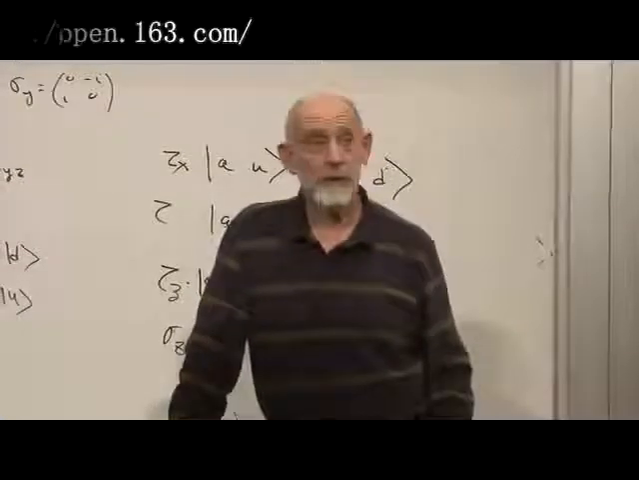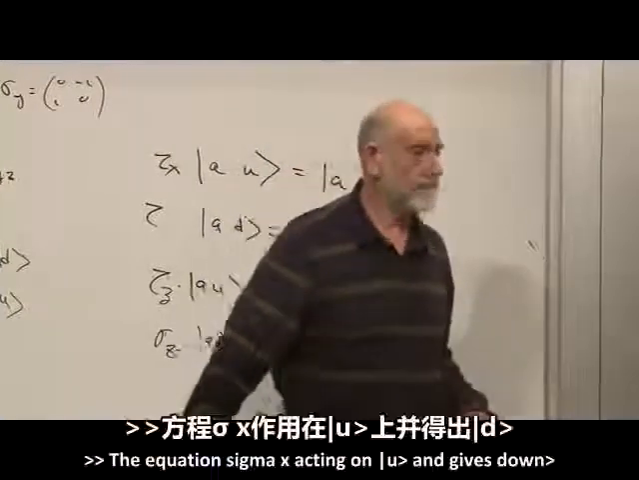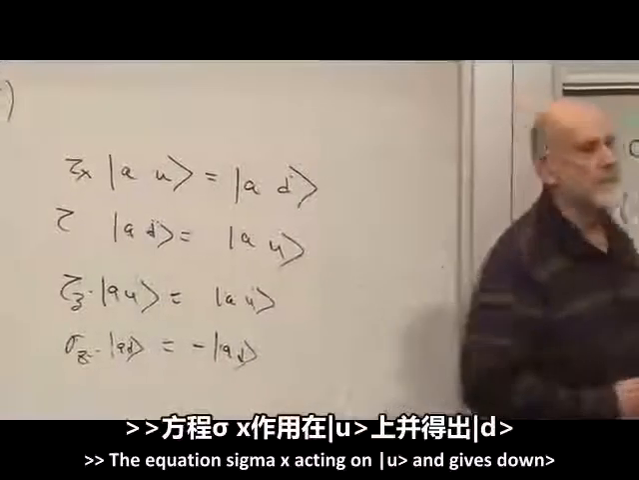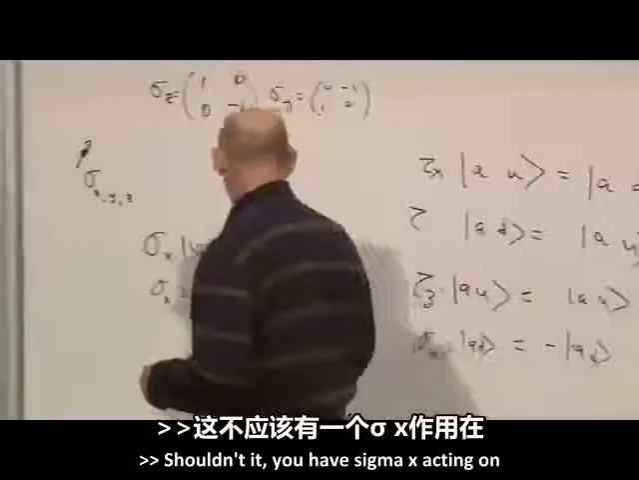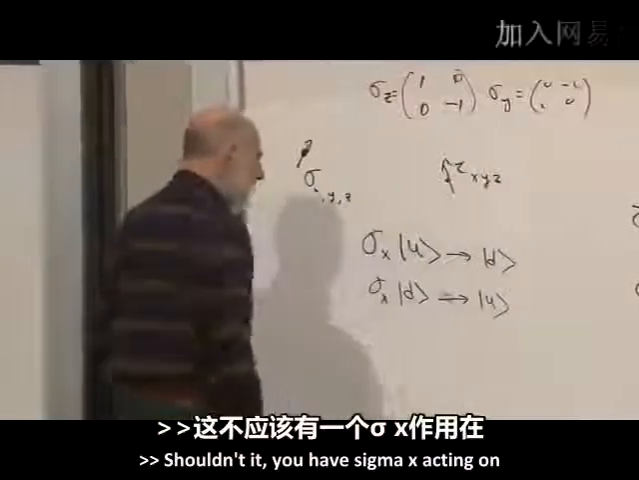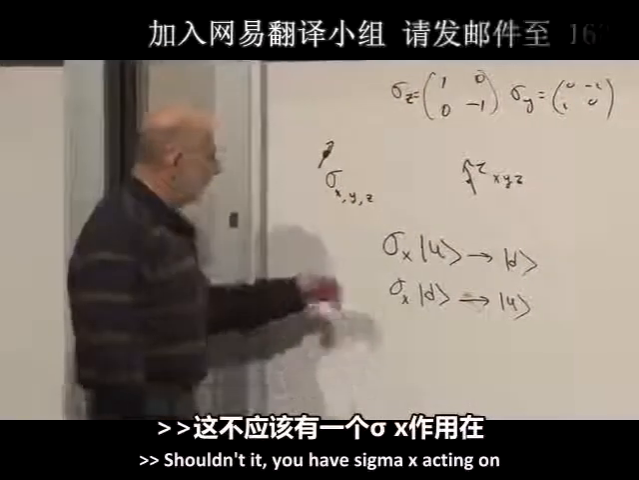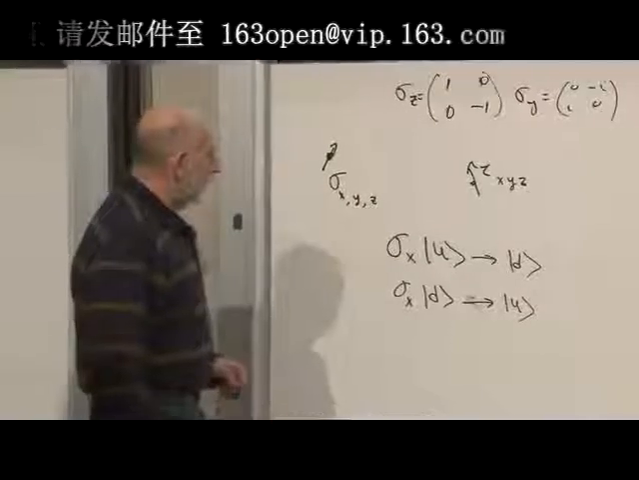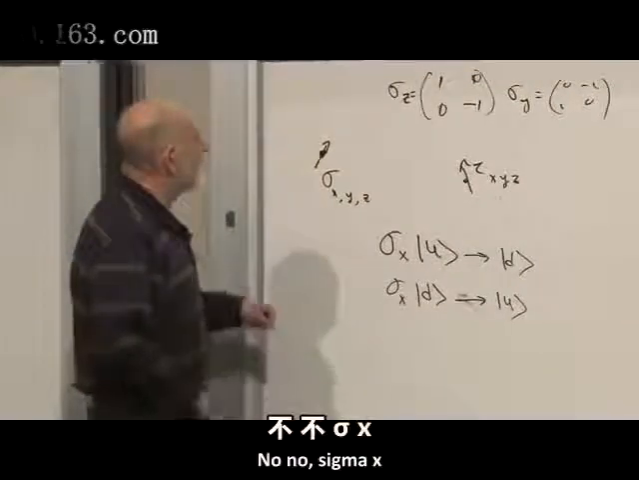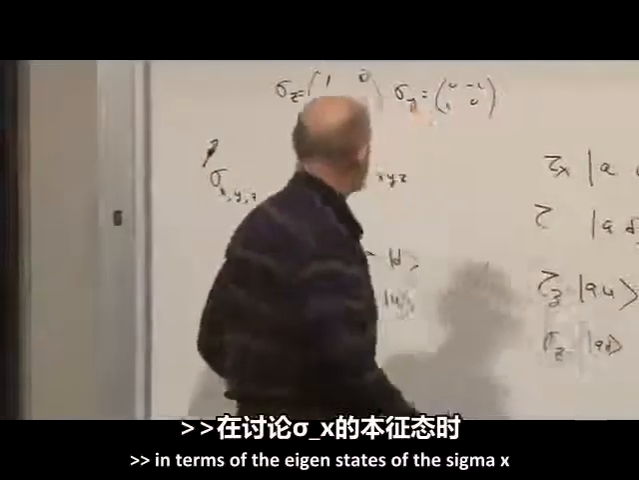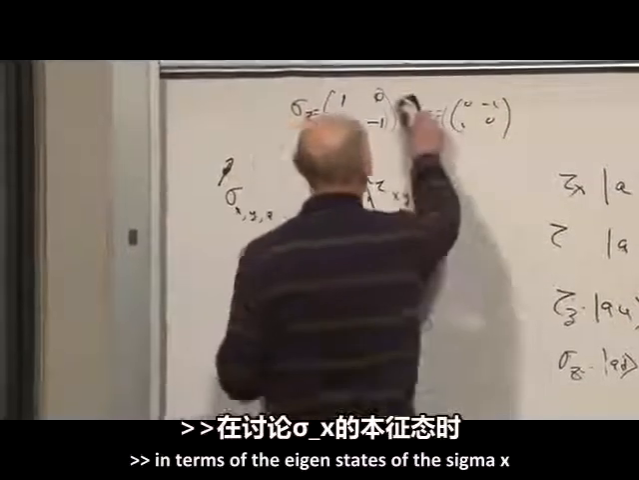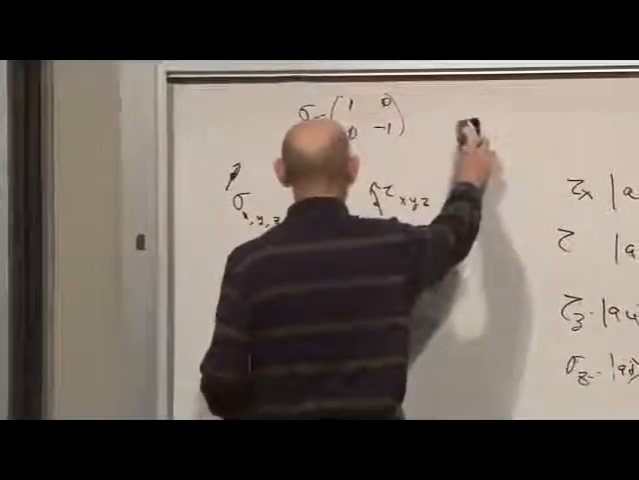Other questions? Yeah. Those equations, sigma x acting on up gives down. Since you have sigma x acting on an up vector, shouldn't that result in a superposition of states? No. Sigma x expanded up in terms of the eigenstates of sigma x, right?